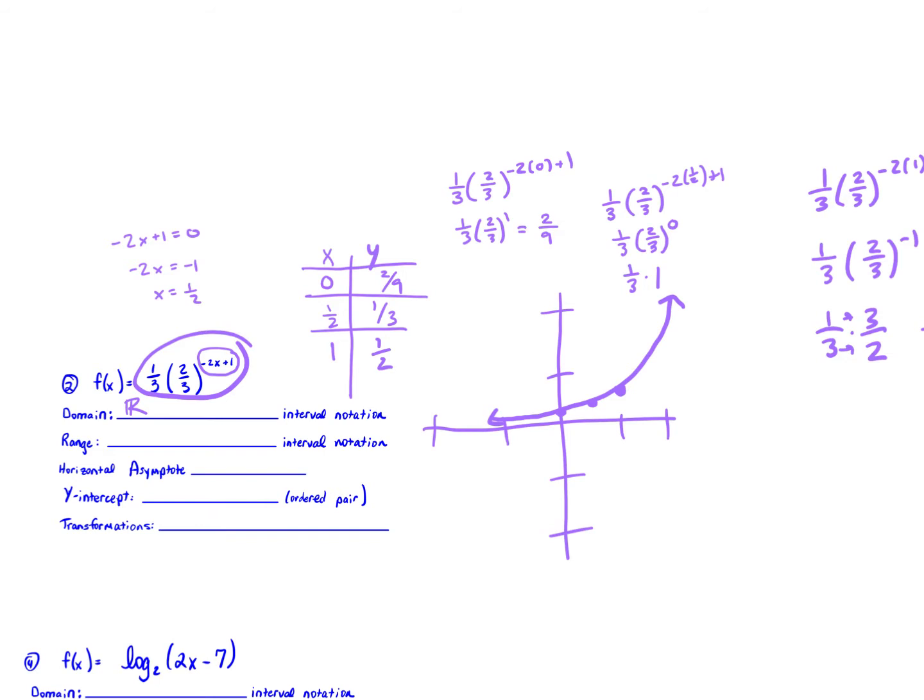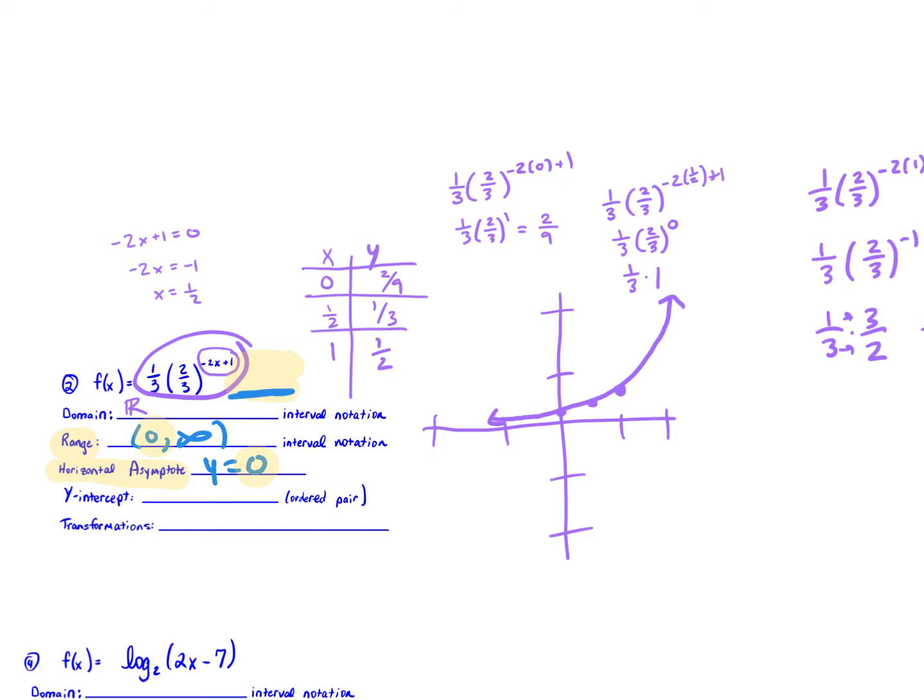Now remember, my range and my horizontal asymptote change if I have a vertical shift. Am I adding any number out here? No, so I don't have a vertical shift. So what would my range be? 0 to infinity. And what's my horizontal asymptote? Y equals 0. Because I'm not adding anything out here, it's 0 and 0.